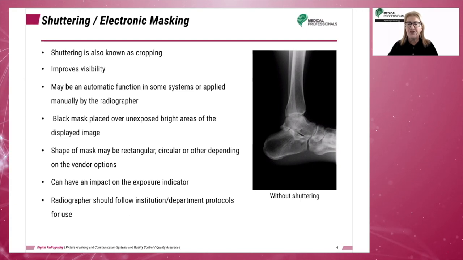Proper collimation restricts the X-ray beam to the anatomy of interest, reduces patient dose, and increases contrast resolution by reducing the amount of scatter that is produced. Image shuttering simply makes the displayed image more aesthetically pleasing to the viewer. Therefore, institutional and departmental protocols should be followed.